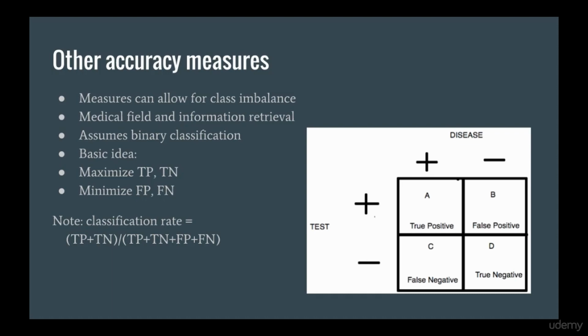A false positive is when you predict to the positive class but the actual label is the negative class, and a false negative is when you predict to the negative class but the actual label is the positive class. Note that the accuracy is just the true positives plus true negatives divided by the total number of samples.